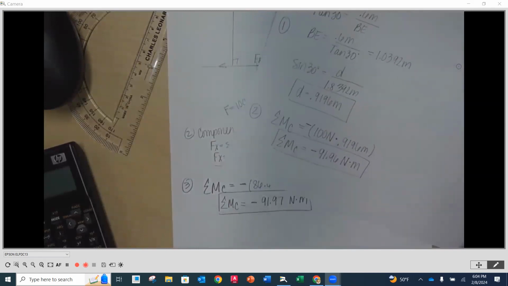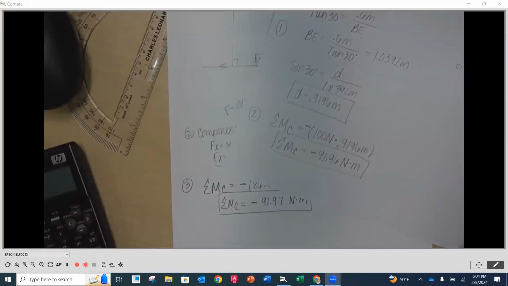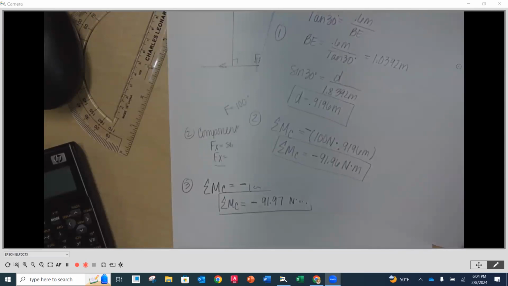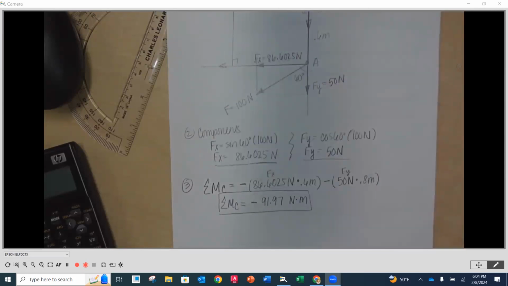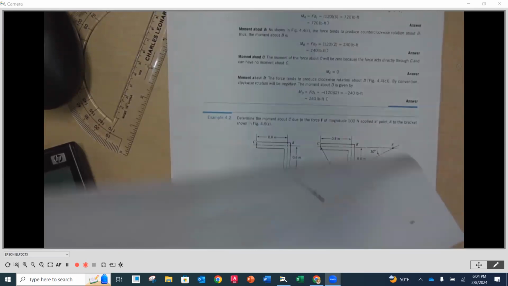And if I remember correctly, on our previous problem, we had negative 91.96 newton meters. So either way, we get the very same answer, whether we do it with the perpendicular distance, solution 1, or if we break it into its components and use solution 2. Okay. Questions? Okay. All right. Turn the page.